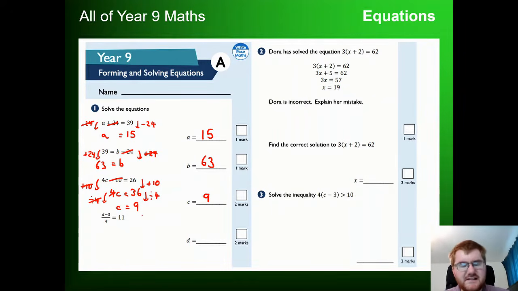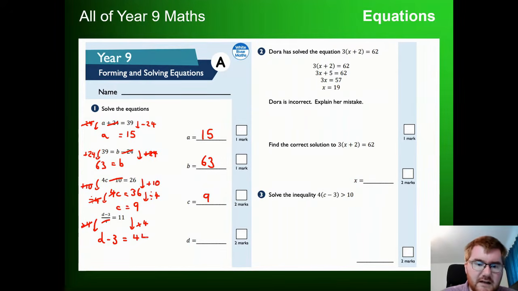And again, this works in a similar way to what we've looked at before. So we've got a big divide sign here. That's kind of annoying. We want d on its own. So what's the opposite of dividing by 4? Well, we want to times by 4 on both sides. This has the lovely benefit of cancelling, leaving us just with the numerator here of d minus 3. But don't forget to times 4 on the other side. So 11 times 4 is equal to 44.